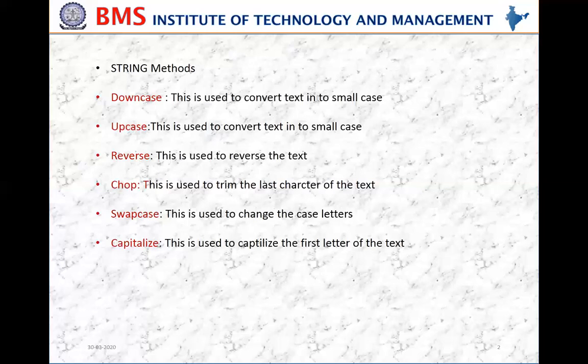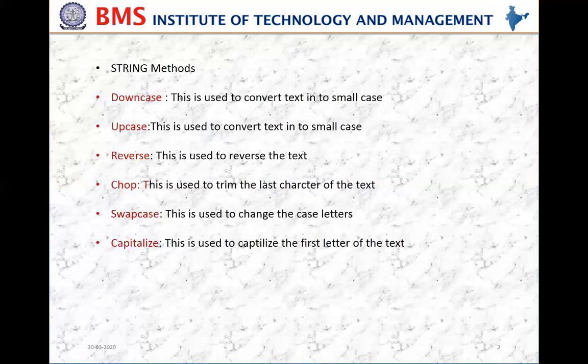Suppose we have a text called welcome, so it will be EMOCLEW. Chop. Chop is a method which is used to trim the last character of the text. Suppose we have COME as a text. Okay, so the last character in this case is E. So the output will be COM.